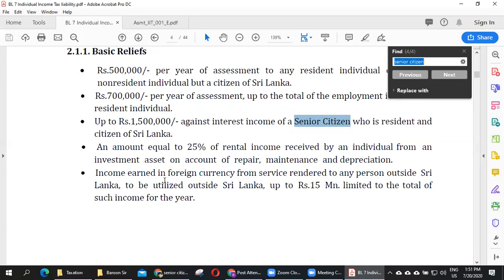and an amount equal to 25% of rental income received by an individual from an investment asset is relieved on account of repair, maintenance, and depreciation. Say you have an additional house, one house in Colombo, another house in Kandy. At a time we can reside in one house, then the other house you can use for generating income in the form of rent, right? You can provide that house to a third party, and you can get rent income.